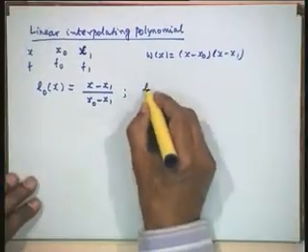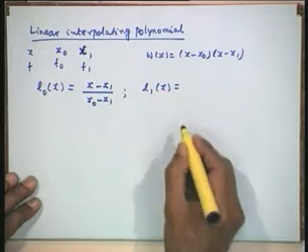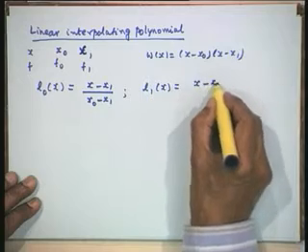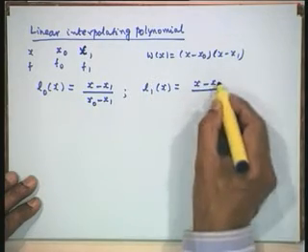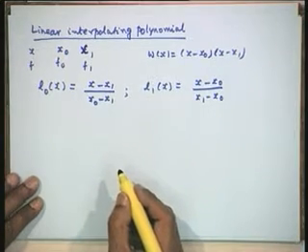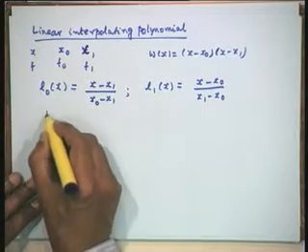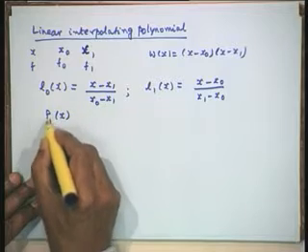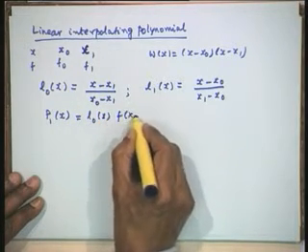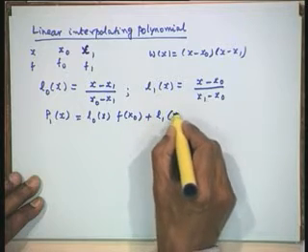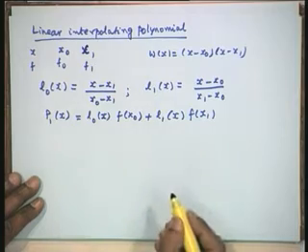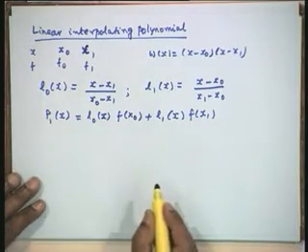Now, let us write down L 1 x. I must skip in the numerator x minus x 1. So, what is left out is x minus x naught, evaluated at x 1, that is x 1 minus x naught. Therefore, our polynomial of degree 1 will be L 0 x into f of x 0 plus L 1 of x into f at x 1. This will be the required polynomial.